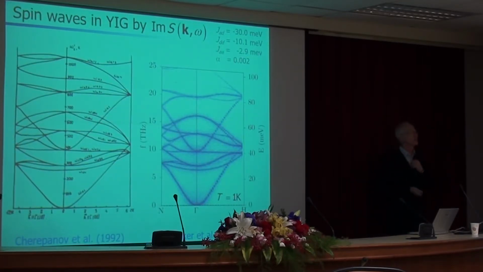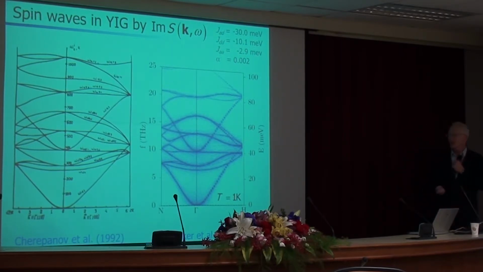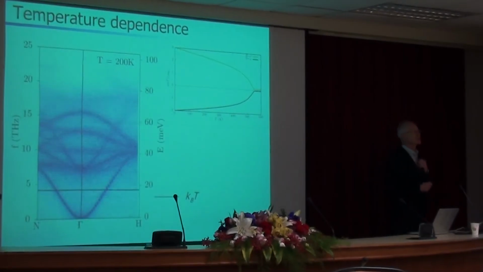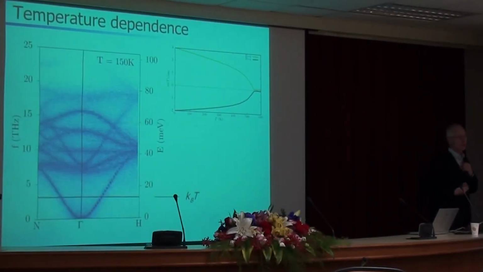Now here you see the calculations, just numerical calculations, and I plotted them here. On the left side you see the results of a classical spin model from a long time ago. On the right side are the calculations which were carried out by Joe Barker. You see great agreement here between the dispersions coming from the calculations and from the models. Here you see the temperature dependence of these correlation functions.